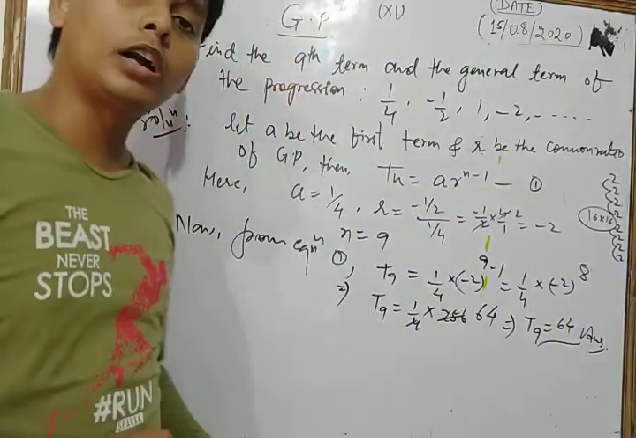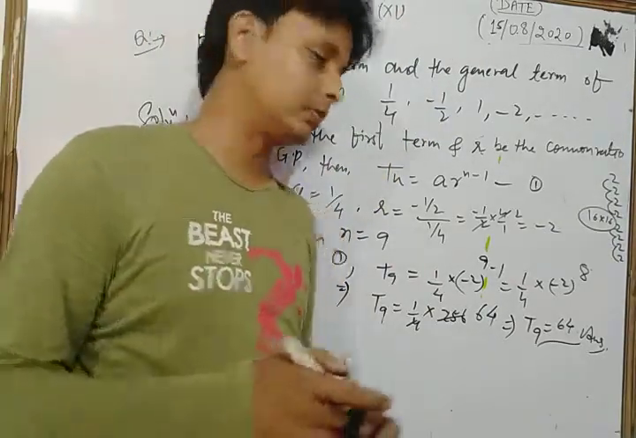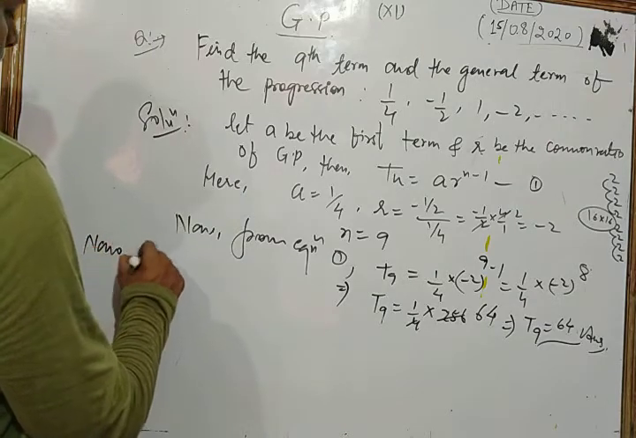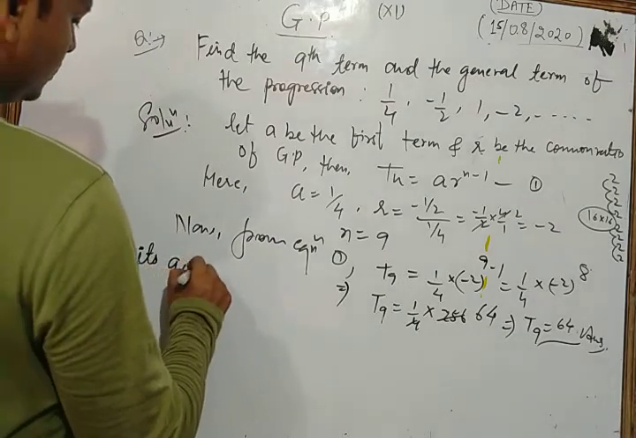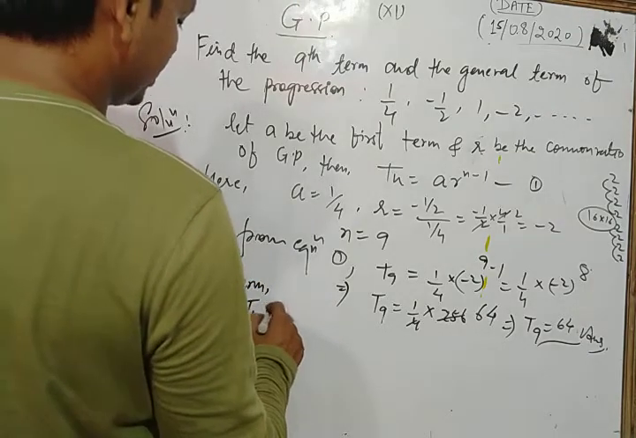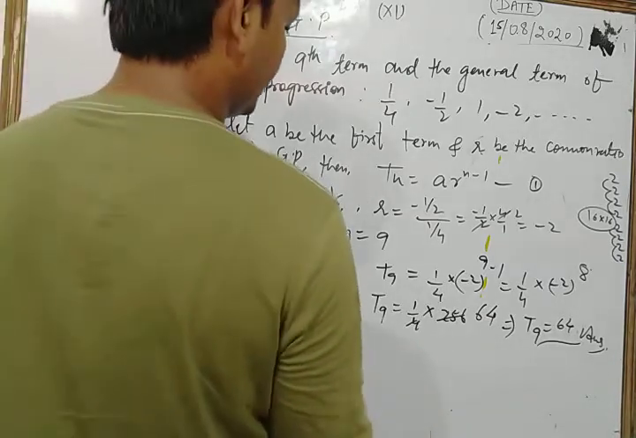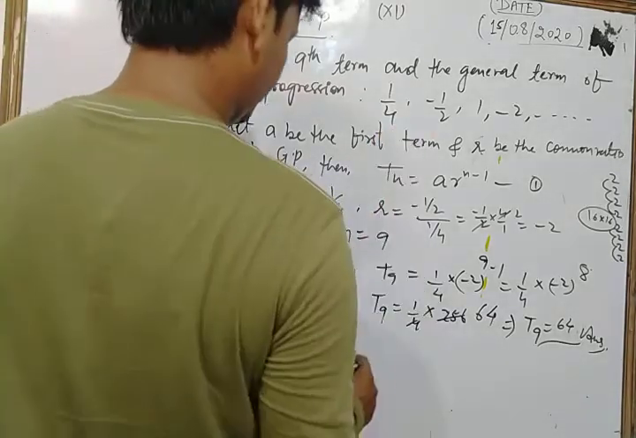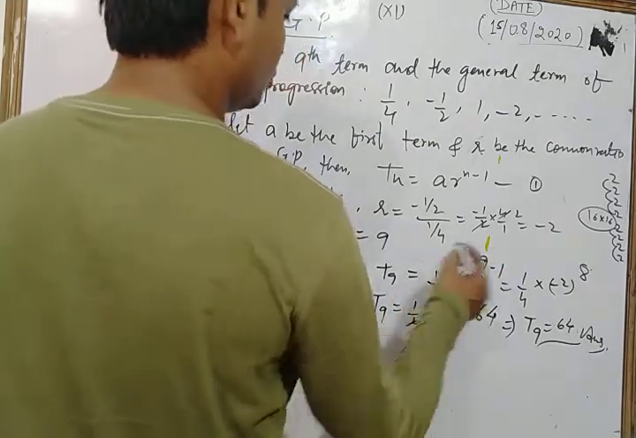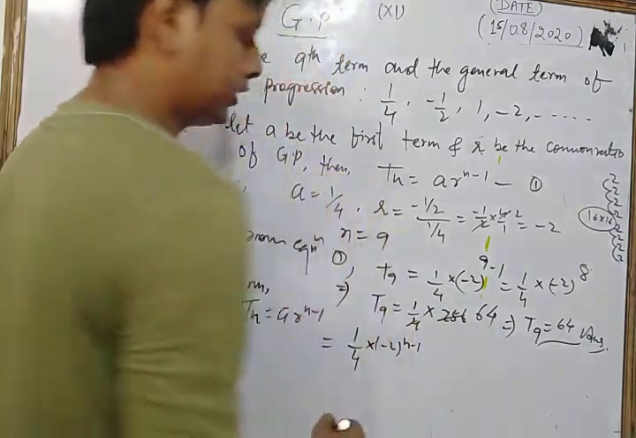Now we find its general term also. General term means the nth term. Its general term, that is the nth term, is A R to the power n minus 1. So the value of A is 1 by 4, R is minus 2, to the power n minus 1.